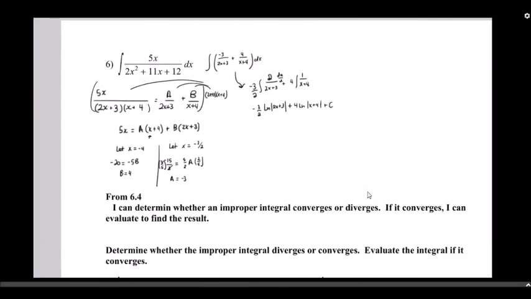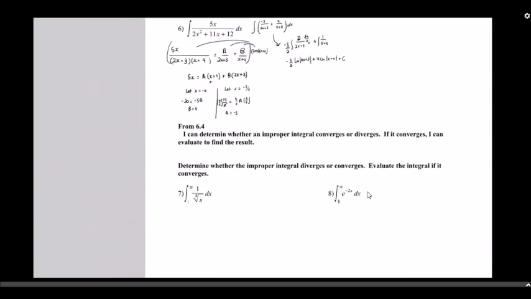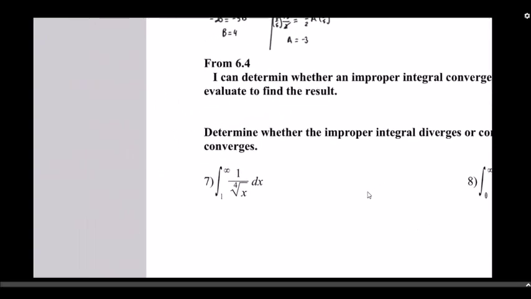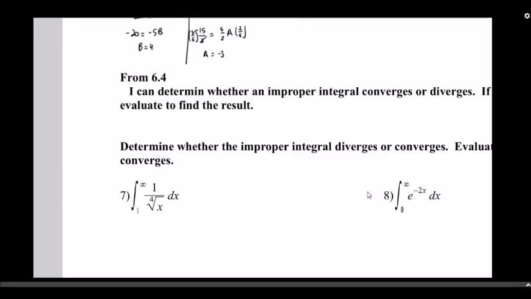Alright, that finishes our problems from what we're calling 6.2, finding an antiderivative by using the technique of partial fractions. We skipped 6.3, we moved on to 6.4 in the book. We're talking about improper integrals. Improper integrals happens when one of the limits of integration is infinite, like this one. Or here, on number 8, we've got the infinite one there from 0 to infinity.